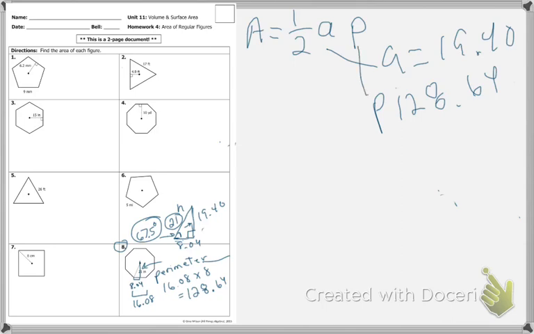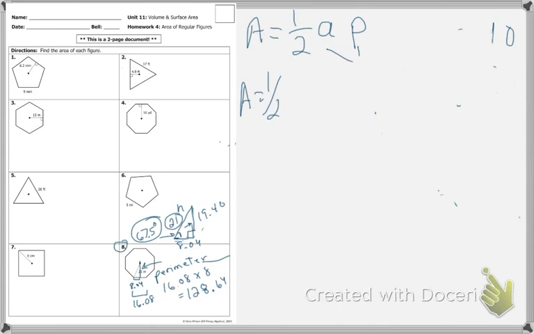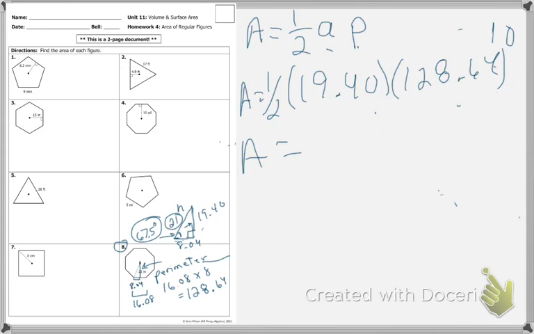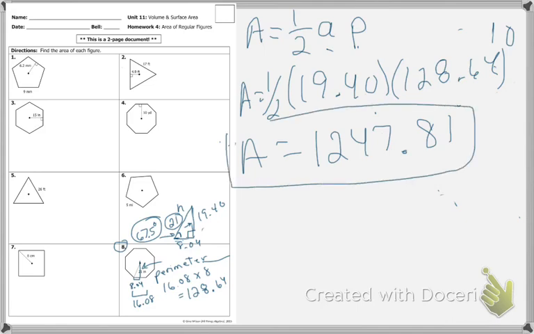So let's do that. So we have 1/2 times 19.40 times 128.64. Let's see what it gives us. Big number, 1,247.81. That is the area of that octagon.